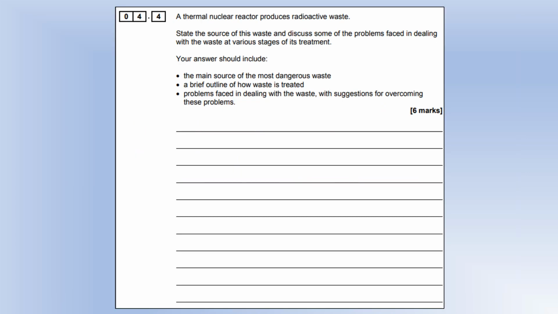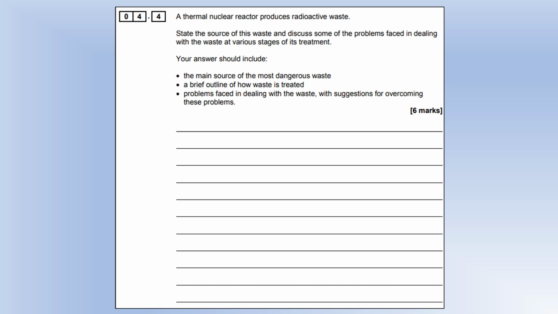Okay. So a nuclear reactor produces radioactive waste. State the source of this waste and discuss some of the problems faced in dealing with the waste at various stages of its treatment. Your answers should include the main source of the most dangerous waste, how the waste is treated, and the problems faced in dealing with the waste, with suggestions for overcoming these problems.